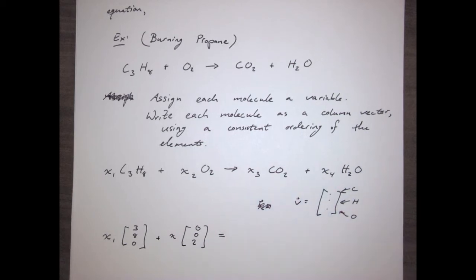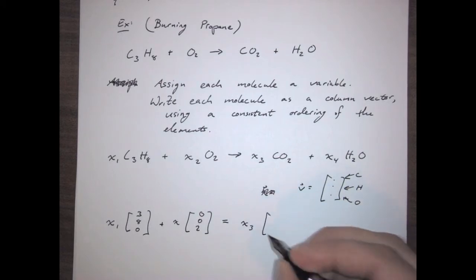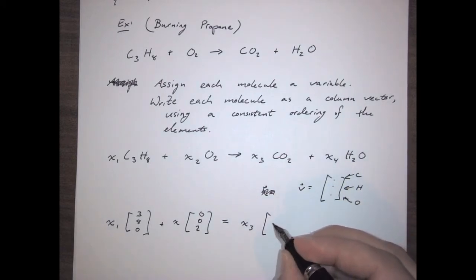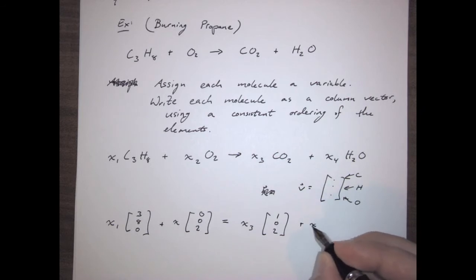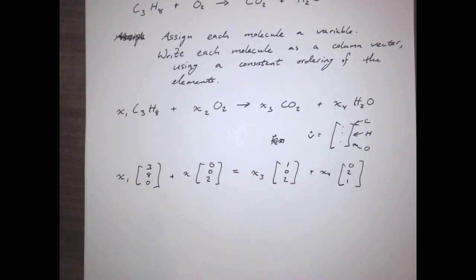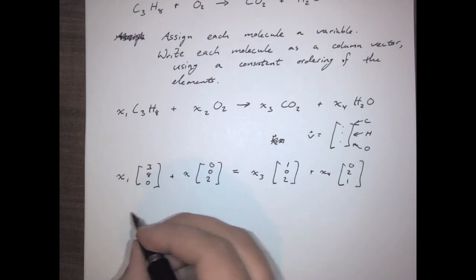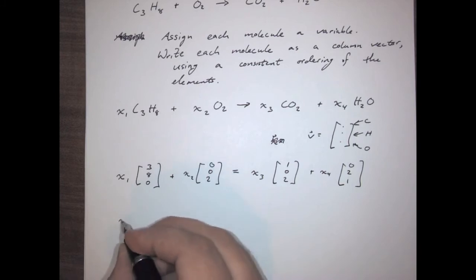equals. Now we're actually talking about a math equation, not a chemical equation. So x3, and then that's going to be 1, 0, and 2 for the carbon dioxide, plus x4, and now what we have is 0 carbon, 2 hydrogen, and 1 oxygen. But this is not written in any of our usual standard forms. So what we can do is move everything to one side to put it into a standard form.